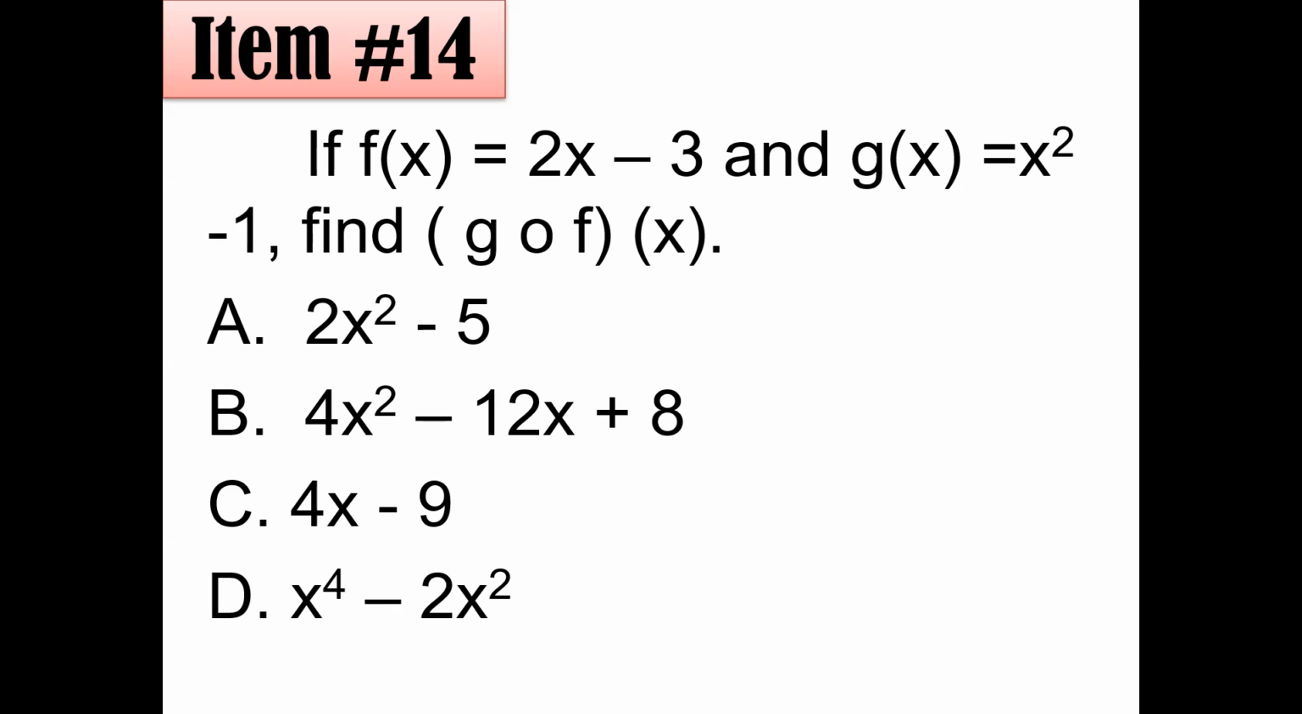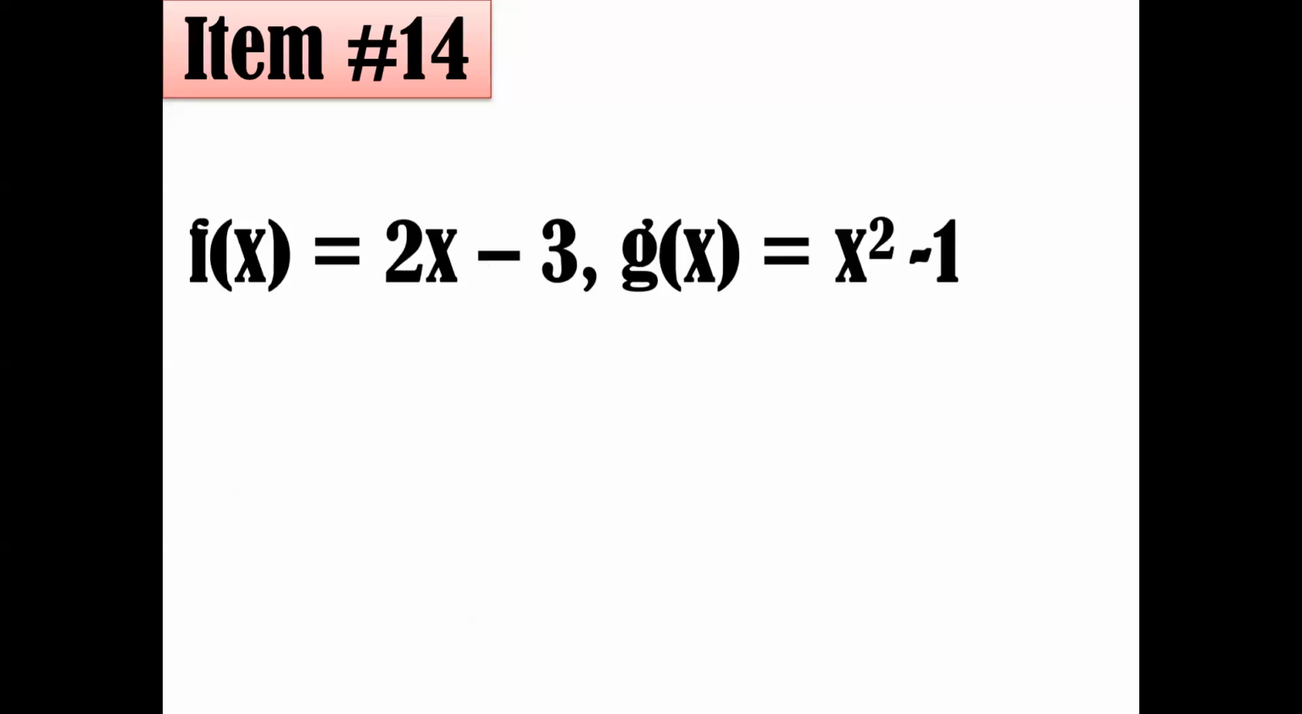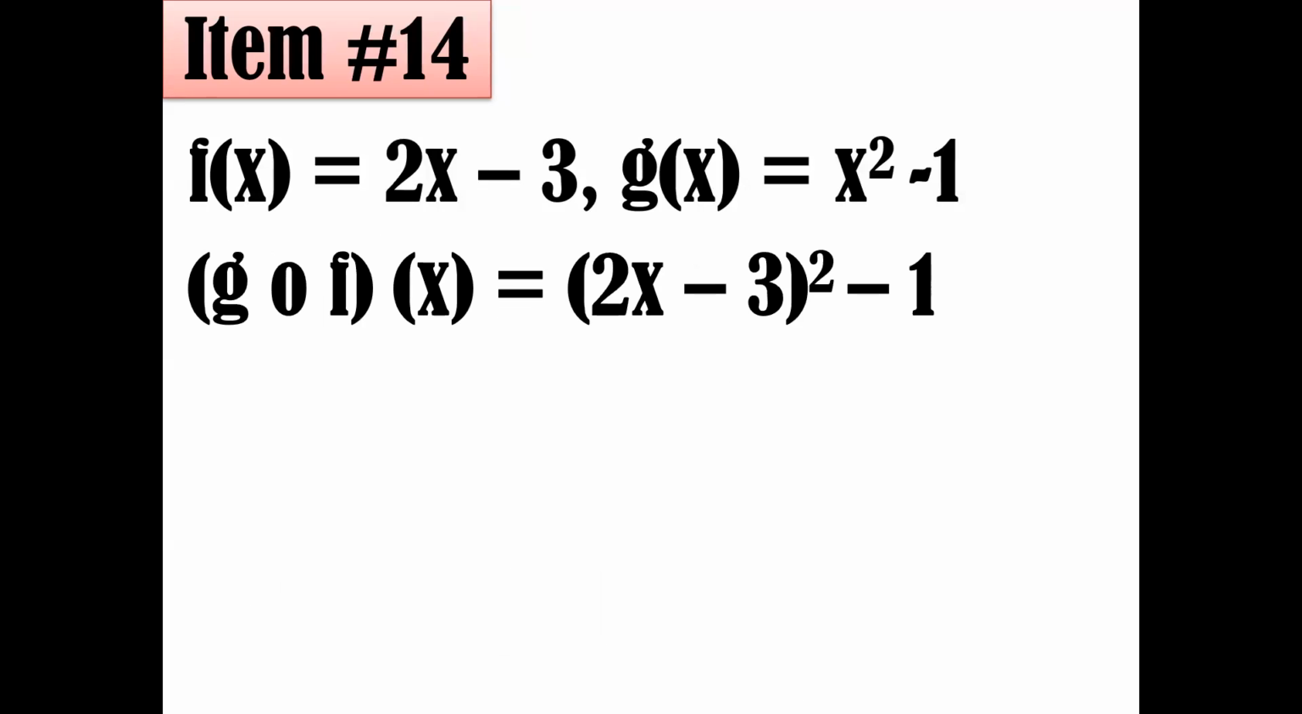Okay, let's see if you got it. Letter B daw kasi mahaba. Charot, ay grabe siya. So when we say g of f of x po, it means that the entire f na 2x minus 3 ay i-replace po natin sa x ng g. That's why yung x na to, kopyahan na natin to, pero yung x niya ay palitan natin ng 2x minus 3. That's why you have 2x minus 3 quantity squared minus 1.